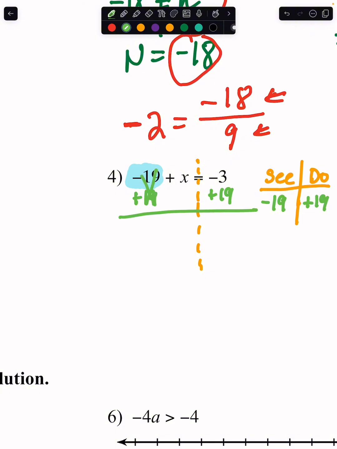X equals 19. I have negative 3 plus 19. Well, the signs are different, so I'm going to subtract the two. 19 minus 3 is 16. But since the 19 is bigger, my sign is positive. I don't necessarily have to write the positive, but I can. Okay? All right.